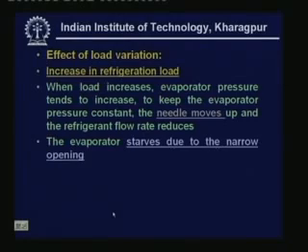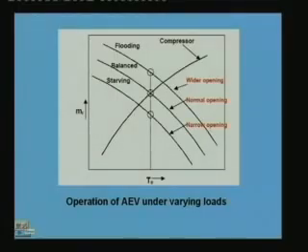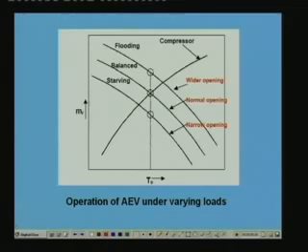Once the mass flow rate through the valve reduces, the evaporator starves due to the narrow opening. So this is the mass flow rate curve for the narrow opening. The mass flow rate reduces. This is the balance condition at which the mass flow rate to the compressor is equal to the mass flow rate to the capillary. But because of the increase in load, the needle moves up and the opening becomes narrow, so the mass flow rate to the valve reduces. So the new point is this.